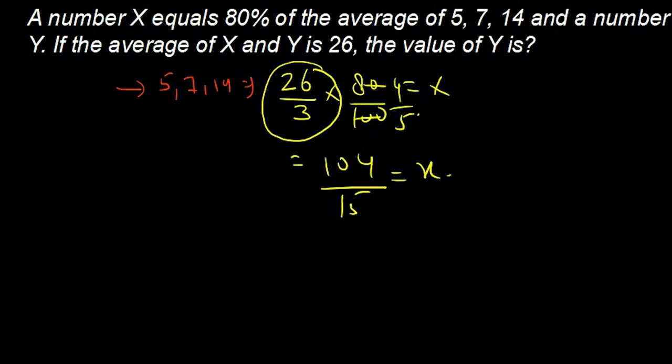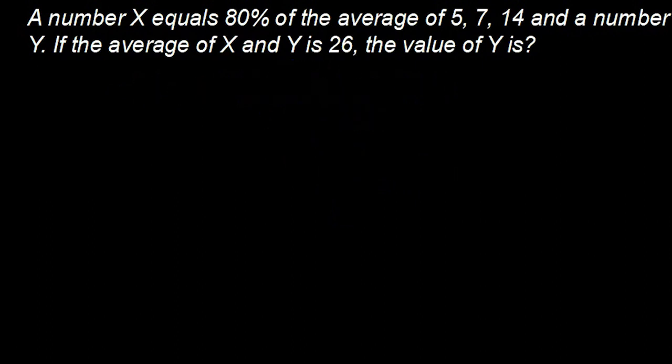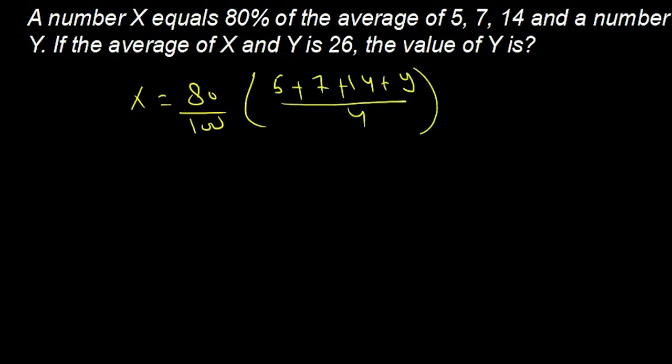a number y. So number y is also there, sorry. So a number x is equal to 80% of the average of 5 plus 7 plus 14 plus y, divided by 4. If the average of x and y is 24, so x plus y divided by 2 is equal to 24. So x plus y is equal to 52.